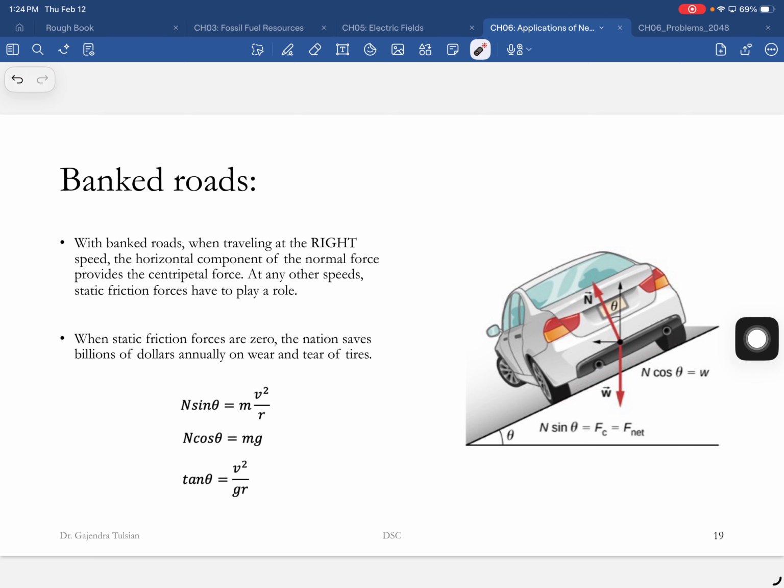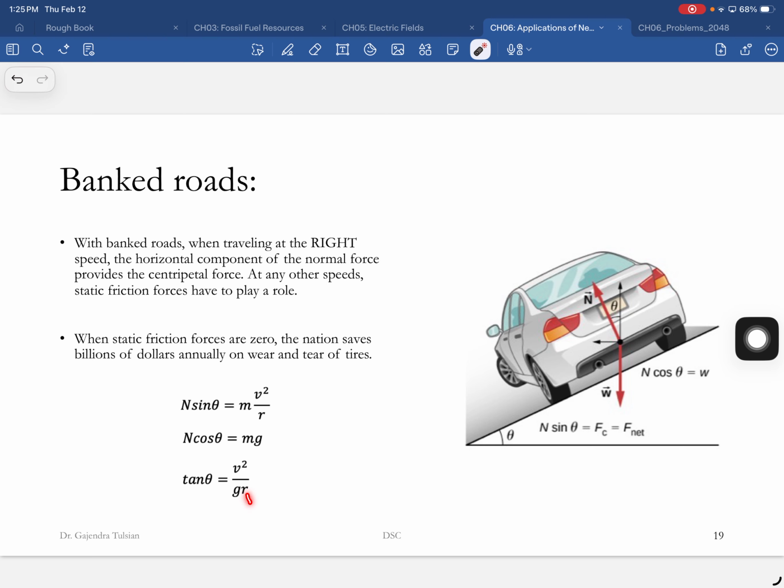All right, so let's say we have this banked road, and this component is balancing the weight, this component is providing the centripetal force. So n sine theta is providing the centripetal force, mv squared by r. N cosine theta is that force that's balancing that. N cosine theta is mg. Now let's divide the two equations. So you get tan theta, the m cancels, is equal to v squared over rg.